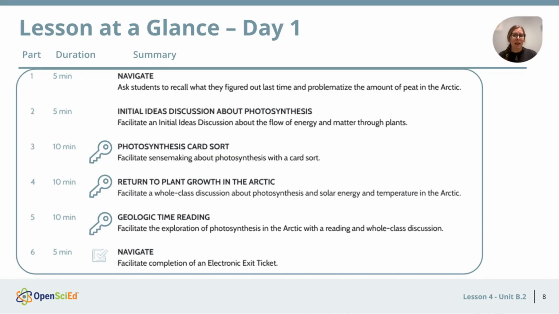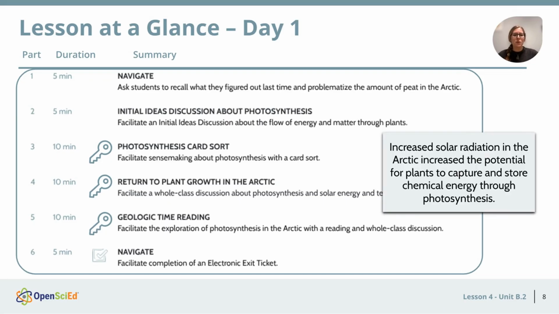So sense-making loop 1, we start with an initial ideas discussion about what photosynthesis is and how the flow of energy and matter goes through plants. We conduct a photosynthesis card sort, and then we return to plant growth in the Arctic, having a whole class discussion about photosynthesis, solar energy, and temperatures in the Arctic, looking at how it is right now, and then seeing how it could have been different in the past with that geological time reading. Students are going to figure out that increased solar radiation in the Arctic increased the potential for plants to capture and store chemical energy through photosynthesis.